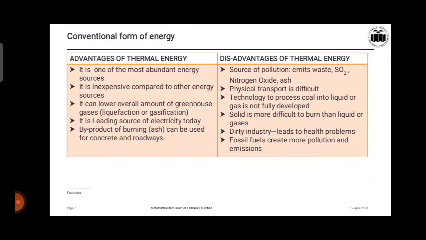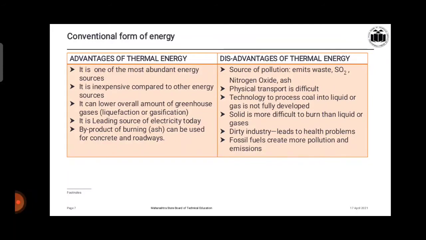Now come to our point, that is the advantages and disadvantages of thermal energy. At first, we will see the points one by one. In the case of thermal energy, the best advantage is that it is one of the most abundant energy resources, and the disadvantage is that it is a source of pollution because it can emit waste, SO2, nitrogen oxide gases and ash.